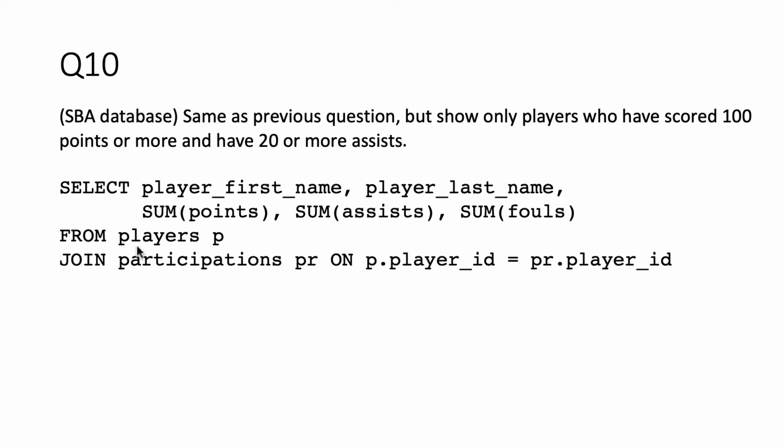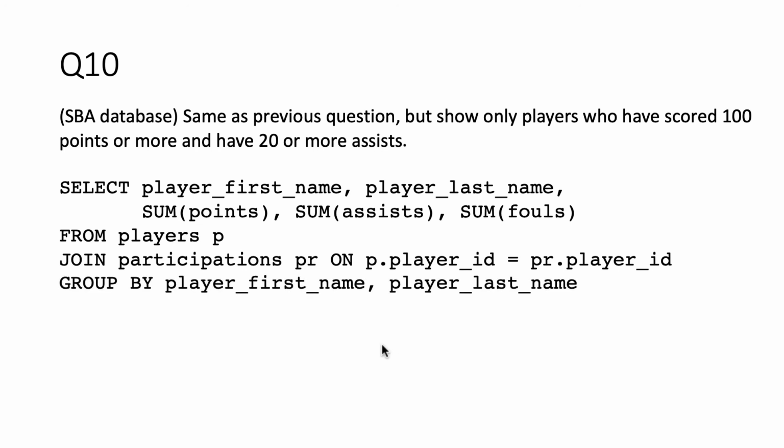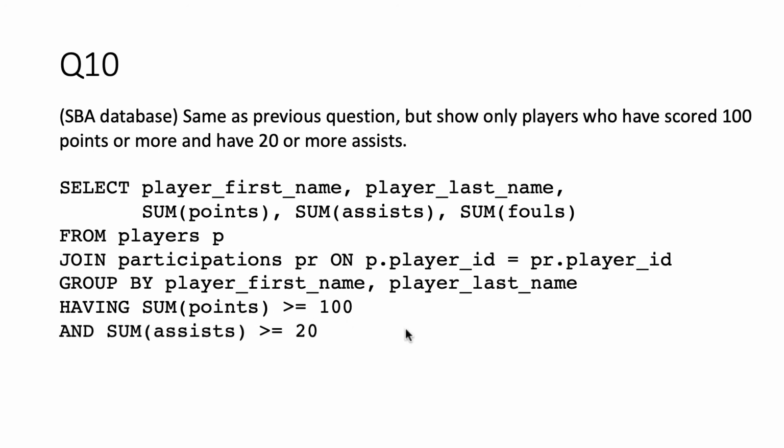Now initially you may be thinking I can add a where condition here. But you have to understand that a where condition does not apply to aggregates. Where applies only to the basic rows of the tables. If you want to filter individual rows, then you use a where condition. If you want to filter aggregates, then you use having. When you do a group by and you've got your aggregate functions, the aggregates are all calculated. But what we are saying is, print out only those aggregates that meet certain conditions: sum of points greater than or equal to 100 and sum of assists greater than or equal to 20.